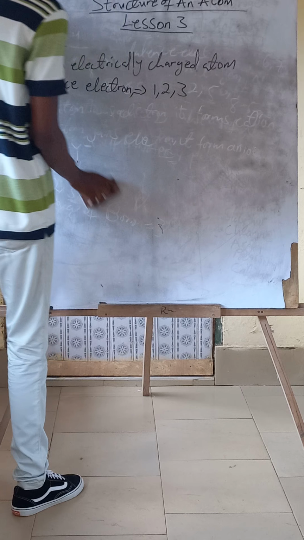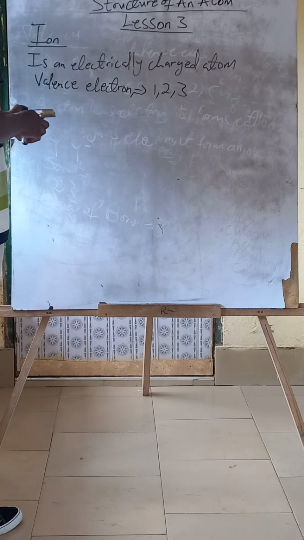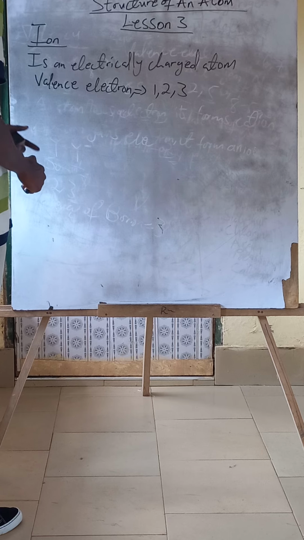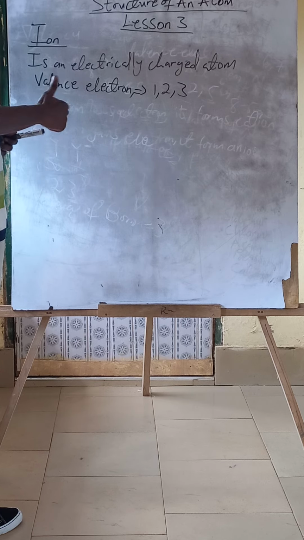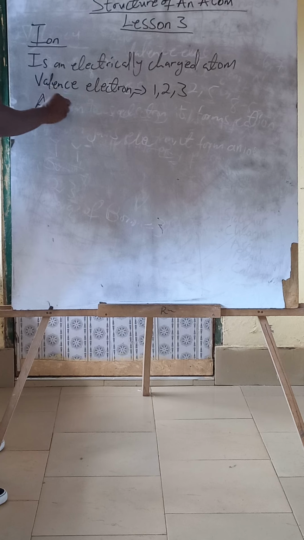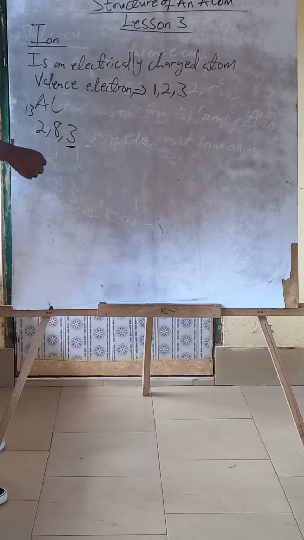So anytime that you have the valence electron of an atom to be 1, 2, or 3, it means that element is going to lose an electron before it forms an ion. Let us consider an example, aluminium. The valence electron of aluminium is 3. So for aluminium to form an ion, it has to lose 3 electrons.